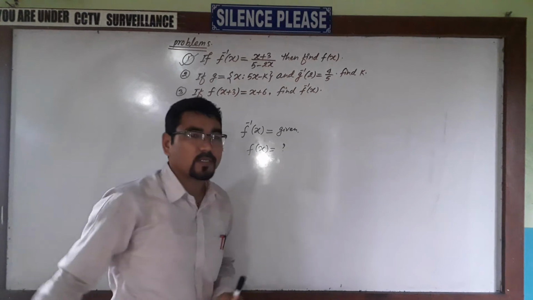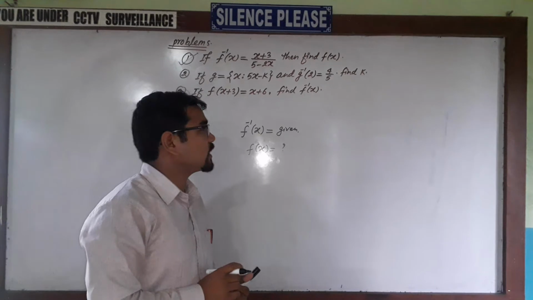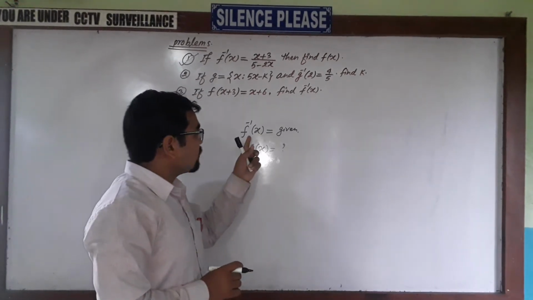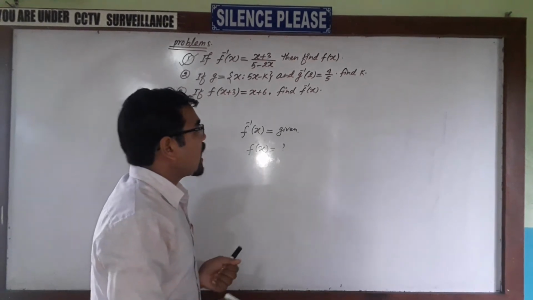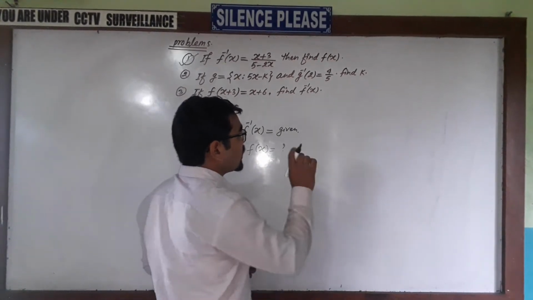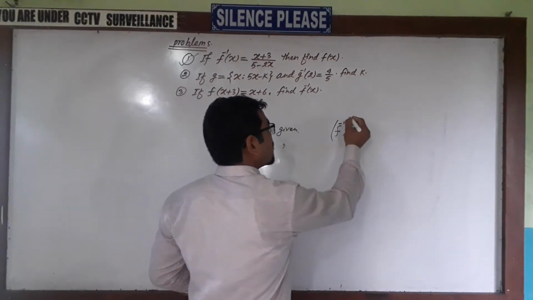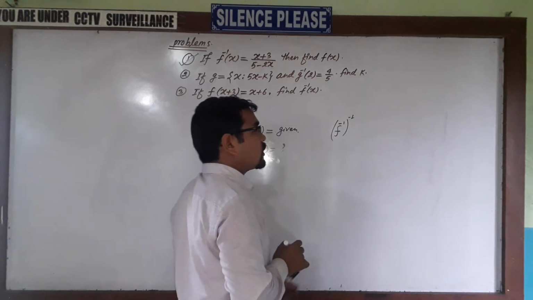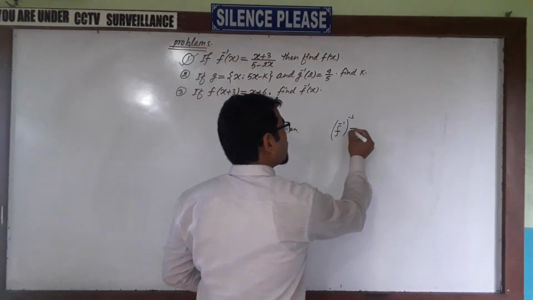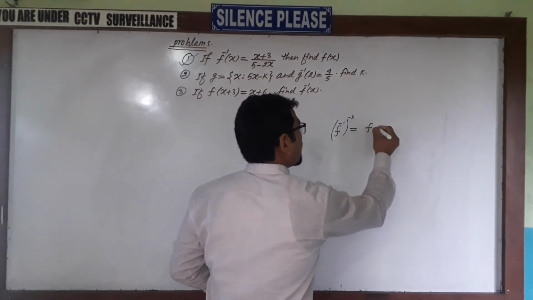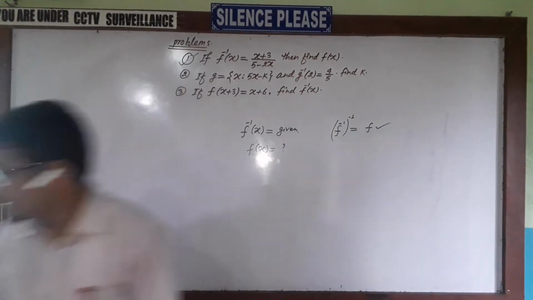Everybody knows how to find the inverse function. The procedure has already been taught. But here, if the inverse function is given, how can we find the function f of x? I would like to remind you of one thing. If we find the inverse of the inverse function, then this becomes equal to the original function f. I would like to show you one example here. Look here.